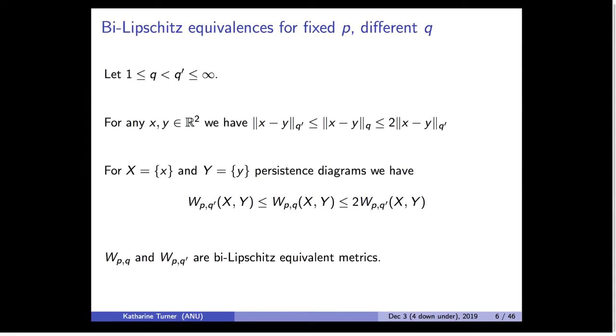Because the key thing is that when you're looking at these metrics in the plane, they're all bi-Lipschitz equivalent. So if I take two points above the diagonal or on the diagonal, then if I change q, I'm only changing it by at most a factor of 2. It's usually less. The 2 here is the worst-case scenario when we're looking at 1 and infinity. If they're in between, it's some power of 2 which is less than 2, but that doesn't matter.